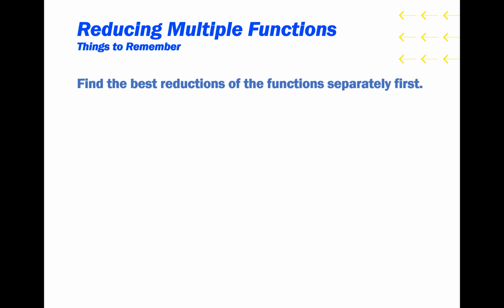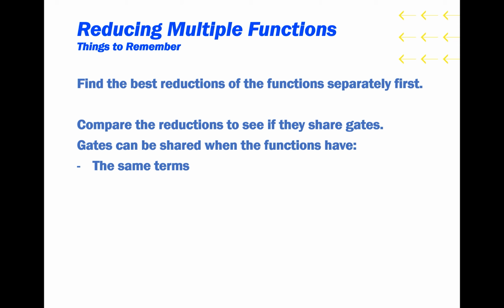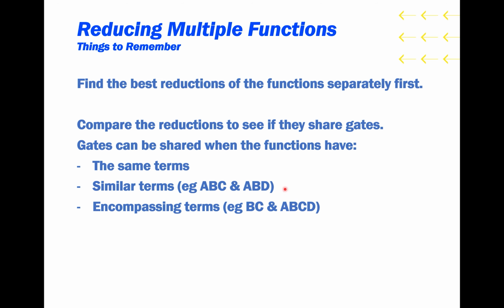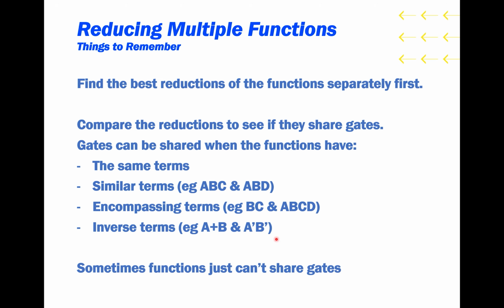Remember that gates can be shared when the functions have the same terms, similar terms, here the AB gates can be shared, encompassing terms, here the BC gate can be shared, and inverse terms. A or B is the inverse of A naught and B naught, so we can share that gate. And remember that sometimes functions just can't share gates.